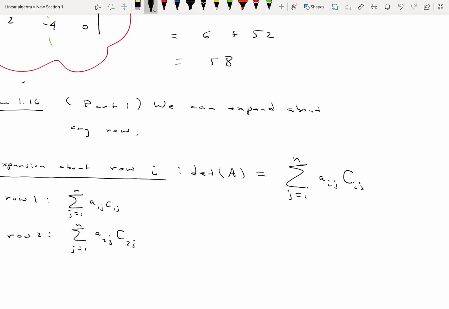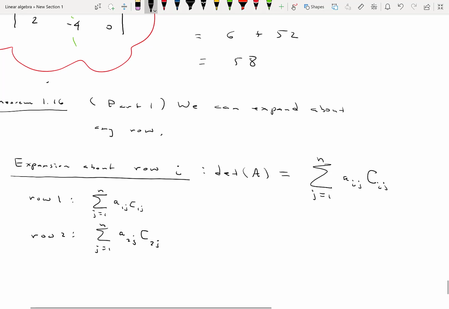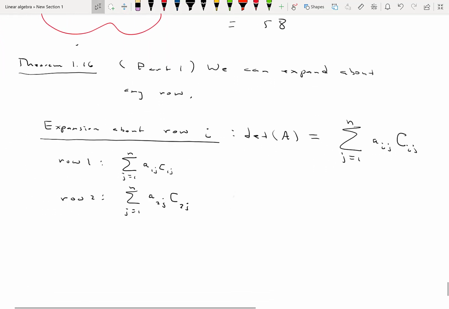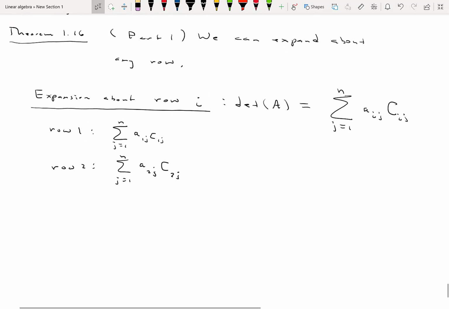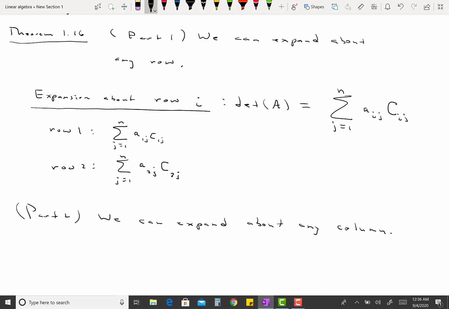Okay. We can also expand about any column. So that's what part 2 says. Part 2, we can expand about any column.